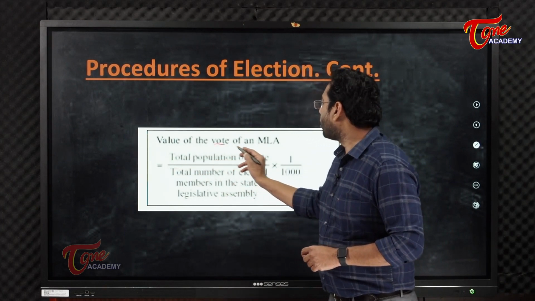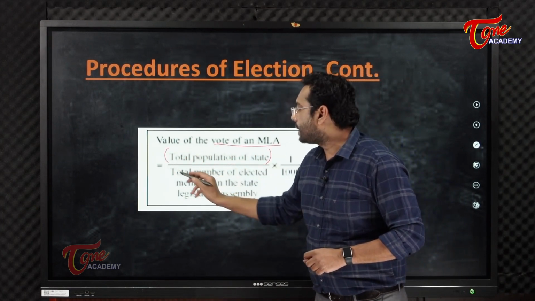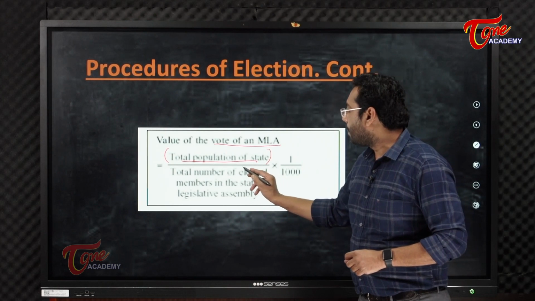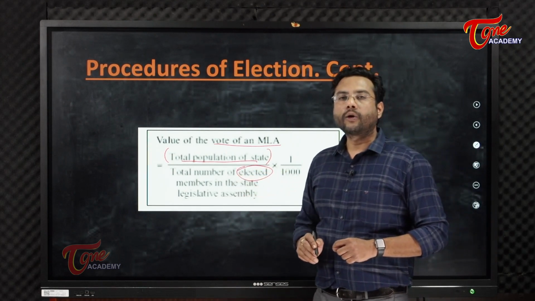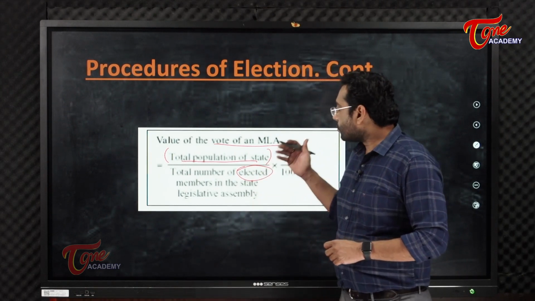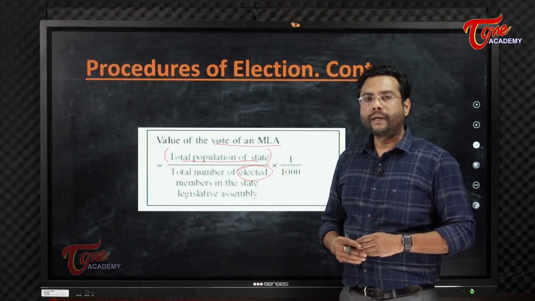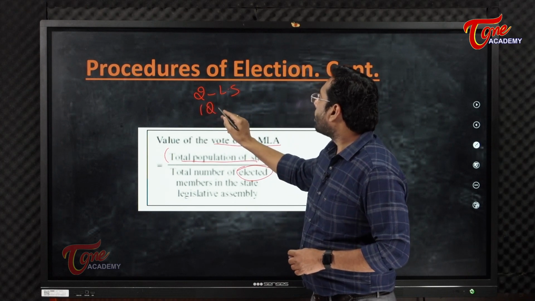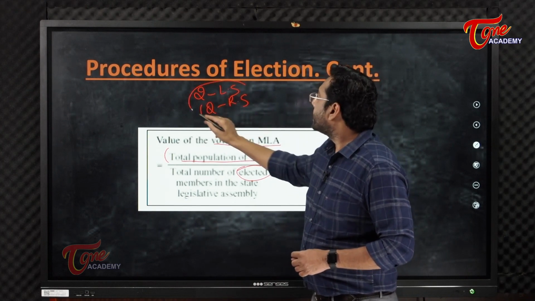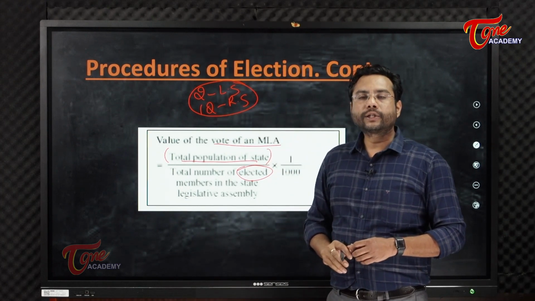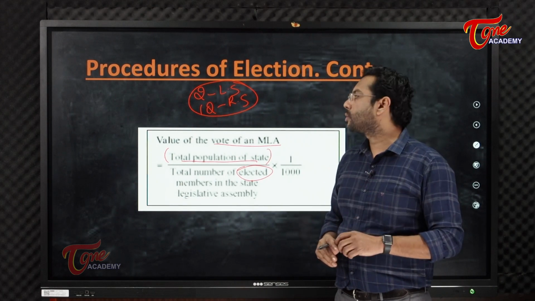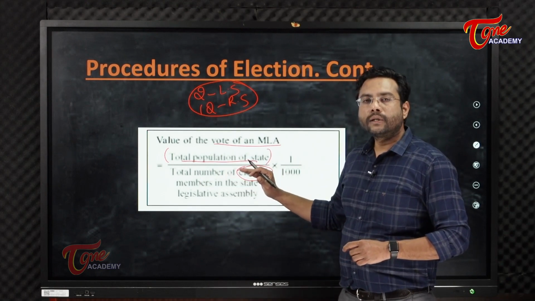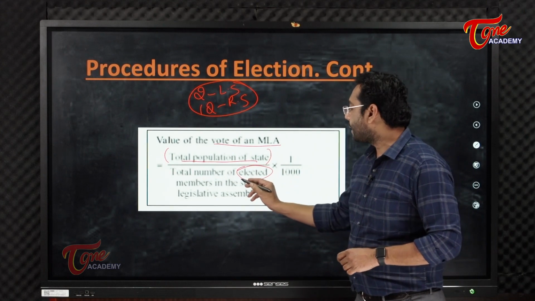See, the value of the vote of an MLA is based on the total population of the state. For example, in Telangana, we take the total population of the state and then the total number of elected members. We say elected members. Nominated members are not considered in the electoral college, be it in the assembly or in parliament. We have 2 nominated members in Lok Sabha and 12 nominated members in Rajya Sabha. These nominated members do not participate in the elections of the president. We have only elected members who participate. Similarly, in the assembly also, we do not consider the nominated members. We consider only directly elected members.